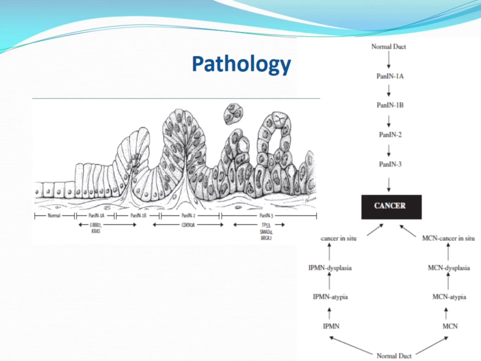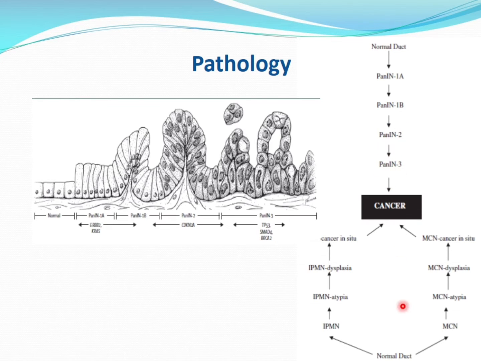Here, this is the flow chart. This flow chart shows the sequence of change from normal duct to cancer. Here in ductal adenocarcinoma, the normal duct will change into PanIN1A and PanIN1B and PanIN1-2 and PanIN3.